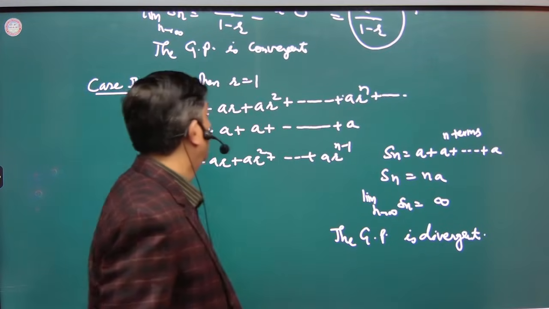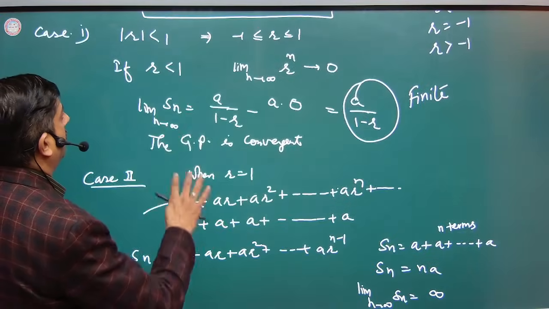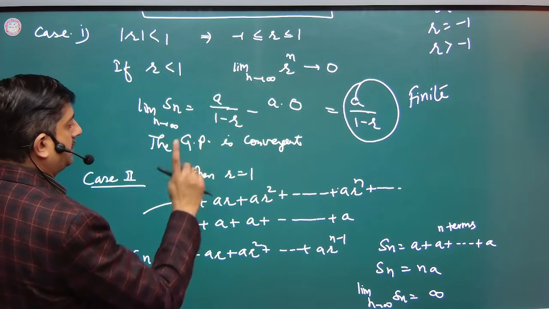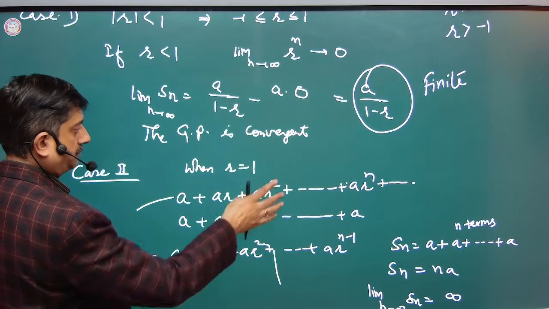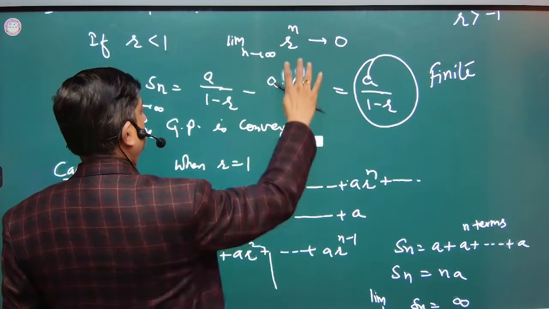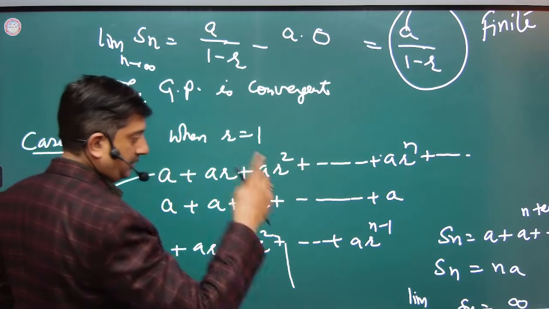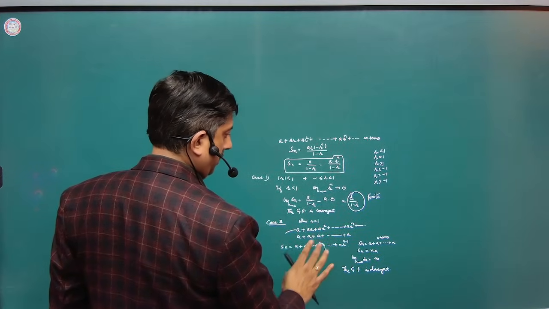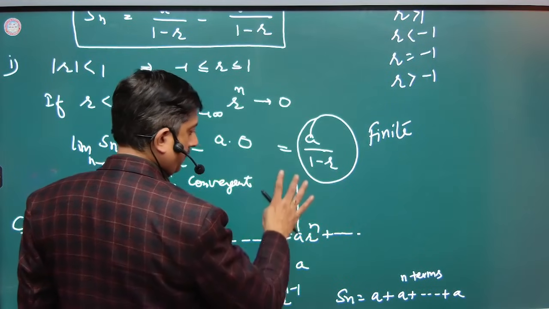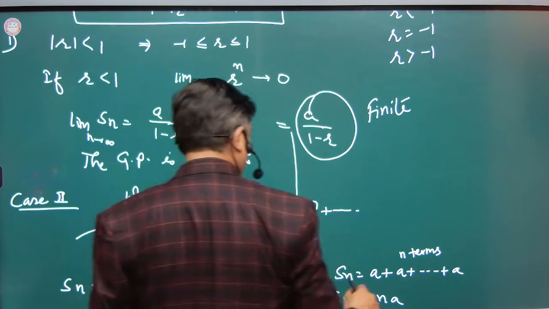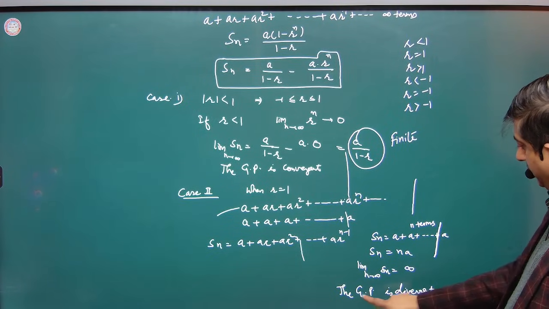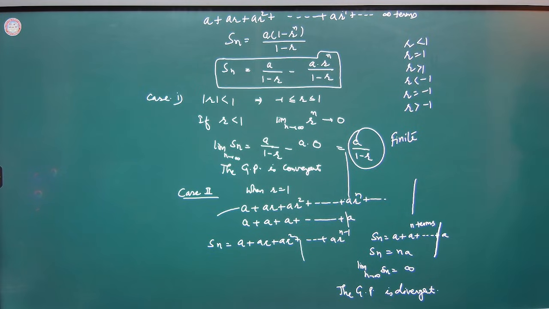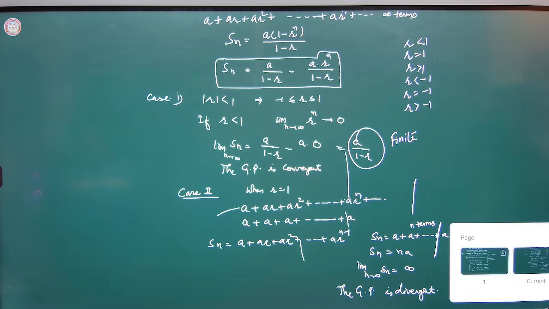So what we get here: when r is less than 1, the series is convergent, but when r equals 1, the series is divergent. I prove here the GP is divergent. So I discussed two cases. Now going to another case, I will take the next slide.